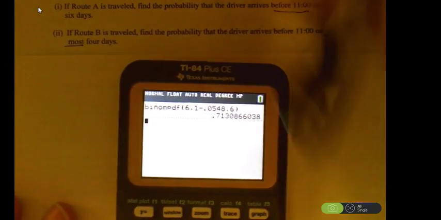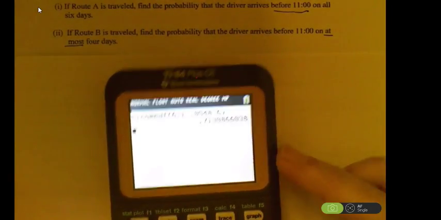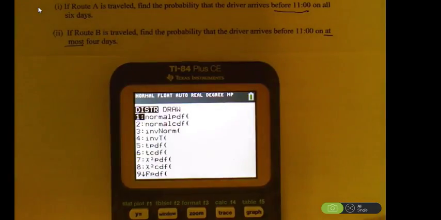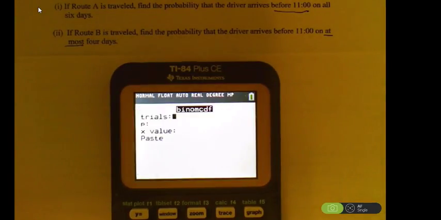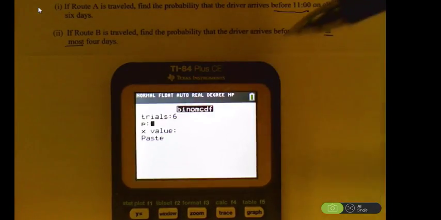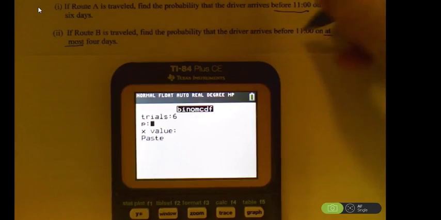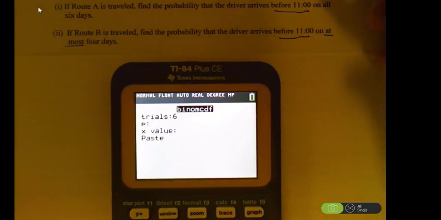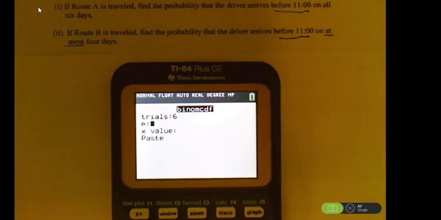So let's consider all the stuff going on with part B here. If I go back into my distribution and now choose binomial CDF, again we're still dealing with 6 days. So let's look at the probability of getting what we want on this one. We're talking about arriving before 11, which means less than 2 hours. We found up in part B that taking more than 2 hours was 11%, so less than 2 hours would be the other 89%. So you could either just put in the 0.89 or you could say 1 minus 0.11. That would give you the same thing.